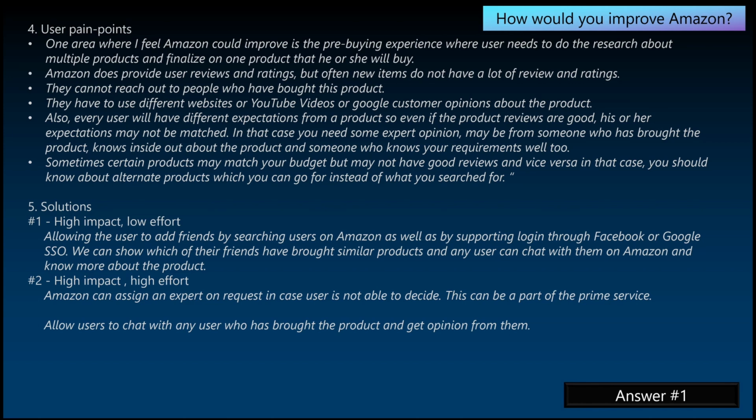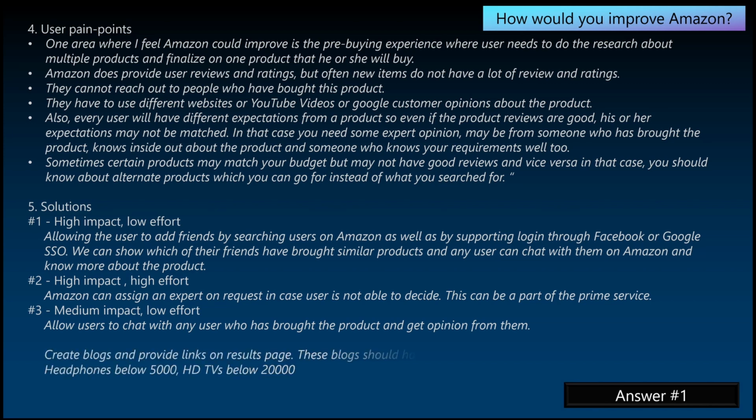This is sort of a medium impact solution, but it's low effort again. And the last one could be you can go ahead and create blogs and provide links on the results page. These blogs should have links to products on Amazon. For example, blogs such as headphones below a particular threshold amount or HD TVs below a particular threshold amount. Again, this particular solution is sort of high impact and it's medium effort.